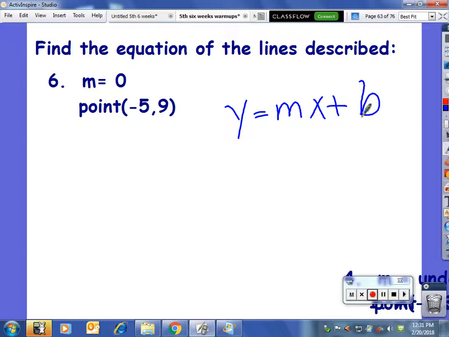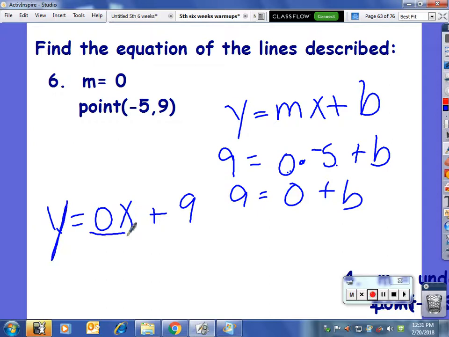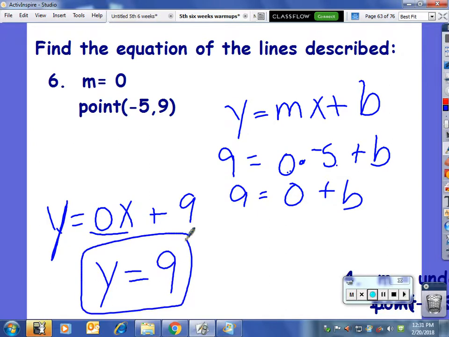You could always plug this in. Even though the number 0 for some reason makes kids freak out sometimes, it's just a number. My y number is 9, my m number is 0, my x number is negative 5. What is 0 times negative 5? So what's my b value? 9. So I could write this as y equals 0x plus 9. Now, do they normally write 0x? They would just write y equals 9.